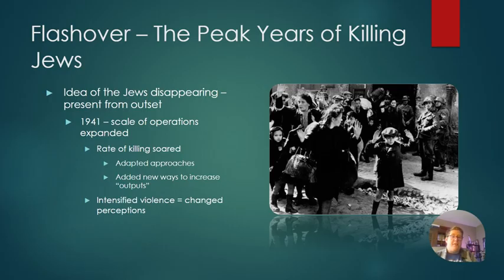In 1941, and we talked about this last time, we start to see the scale of operations start to expand. This is due to the Nazi invasion of the Soviet Union. We see the rate of killing soar as the Nazis focus primarily on the Jews. They're going to adapt their approaches that they had used previously, as well as adding new ways to increase outputs, or the amount of people being killed. This intensified violence did also change perceptions. People came to believe that anything they did to the Jews was permitted, and perhaps even a moral act.